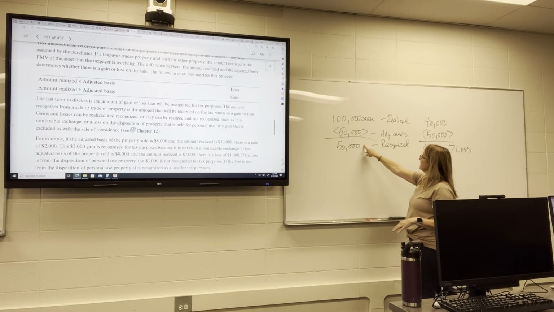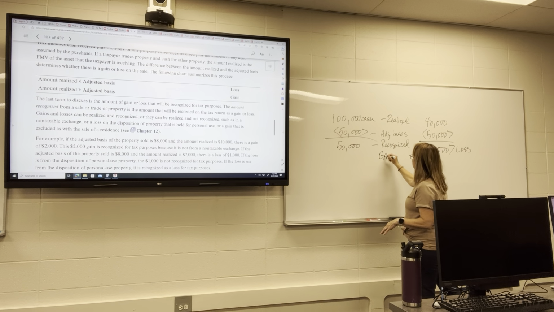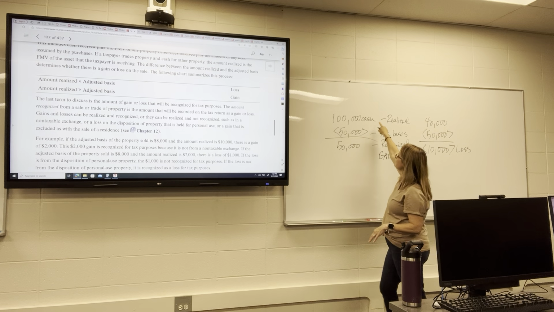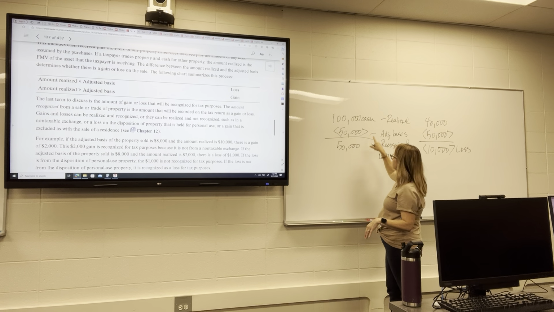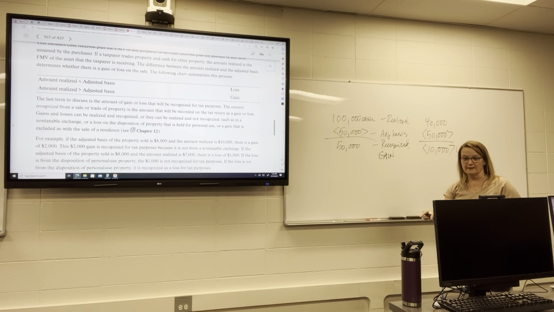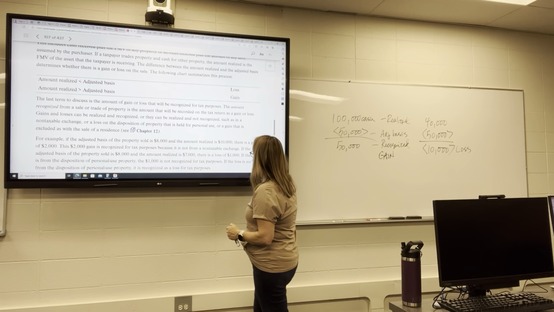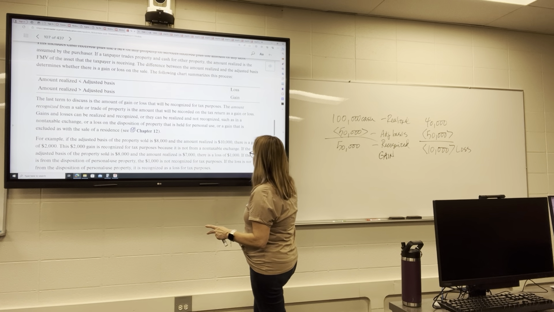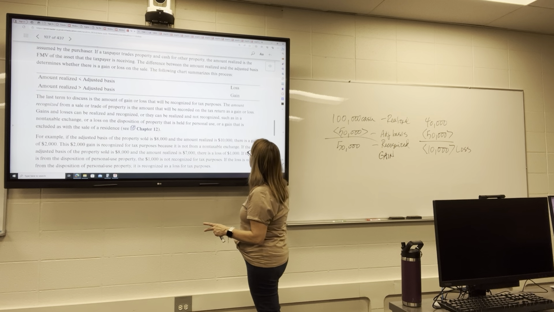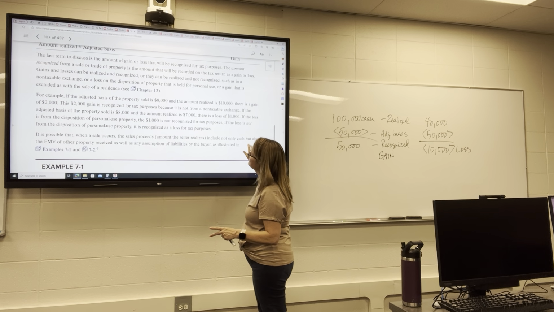If, however, in this case, the amount realized is greater than our adjusted basis, then we have a gain, right? Let's see. If there's anything else I want to mention here. So the recognized is the amount that will be recorded on the tax return as a gain or loss.